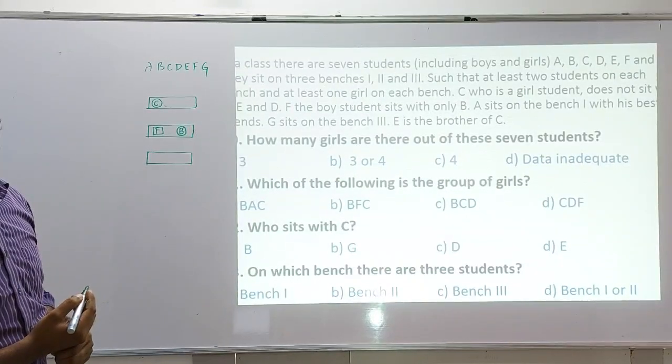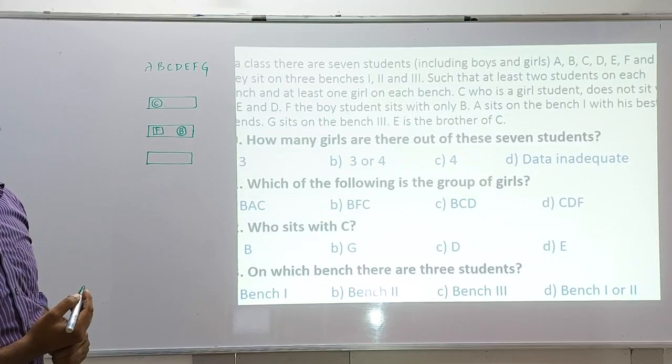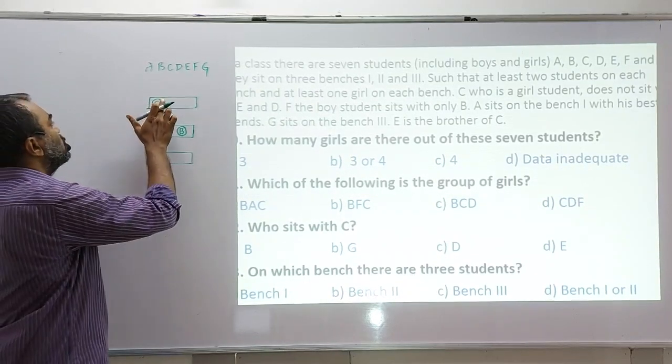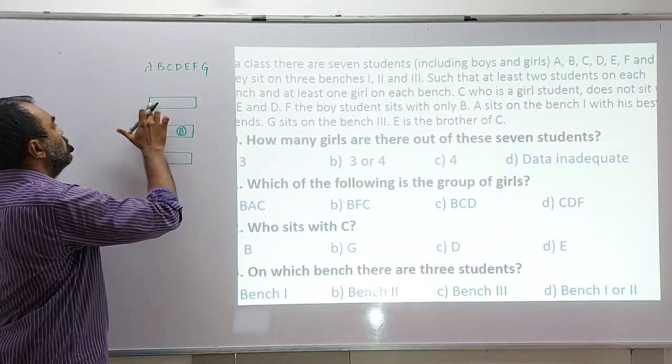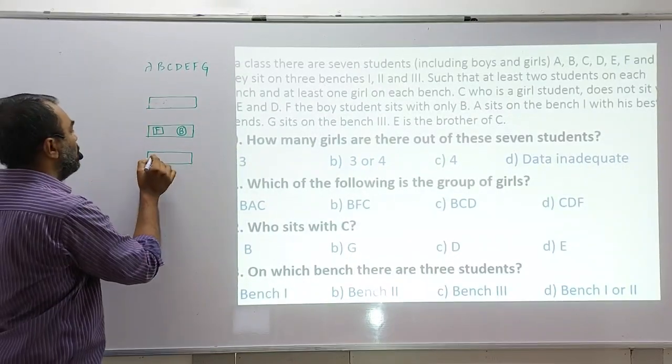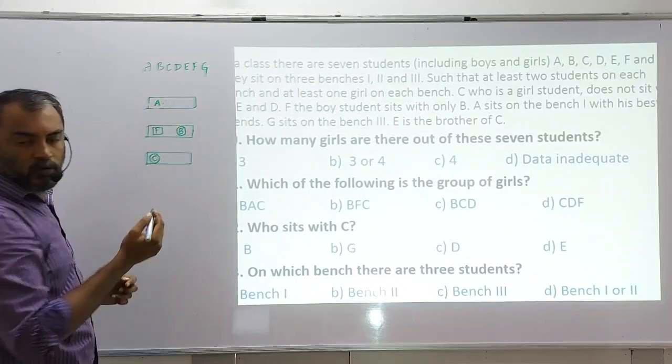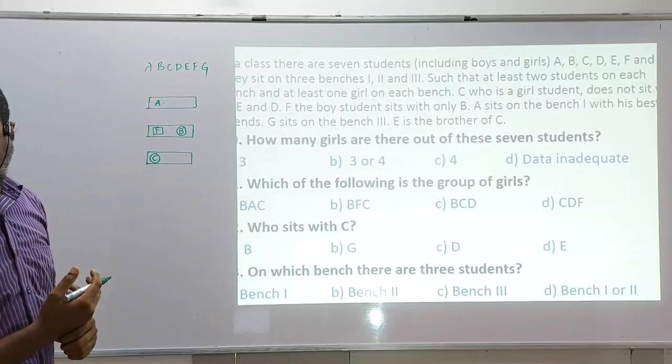Now, A sits on the first bench with his best friends. So A is sitting on the first bench. C is not sitting with A and D, so the girl C should come here. A is sitting on the first bench, we don't know whether this is a boy or girl, with his best friends.